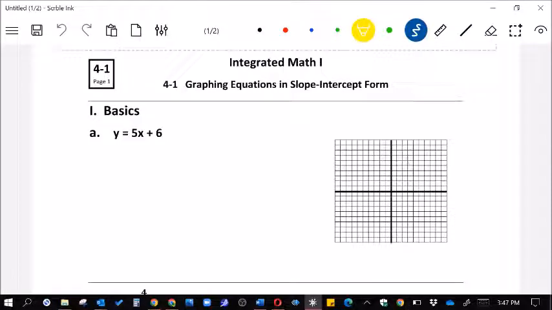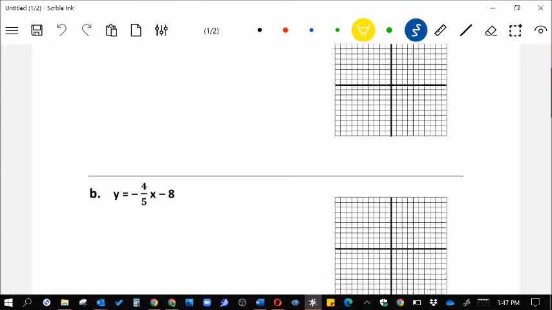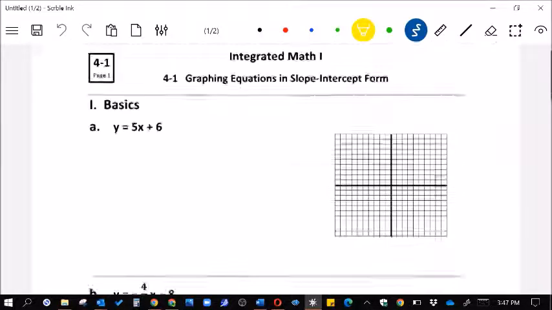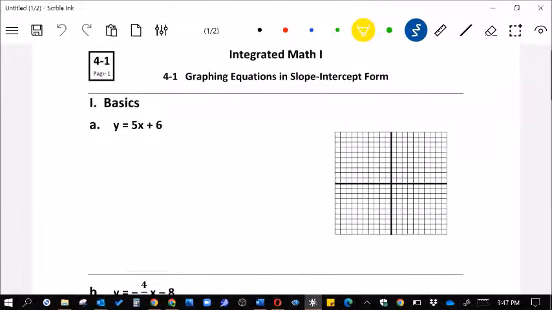Welcome. Let's look at graphing equations if they're already in slope-intercept form. So I have a couple of examples here and then a couple of exceptions to look at, or rather variations. Right, first, the basics. Let's take a look at how we would figure this out.